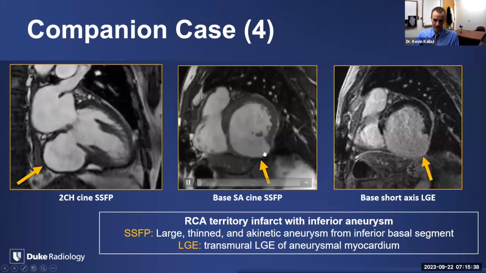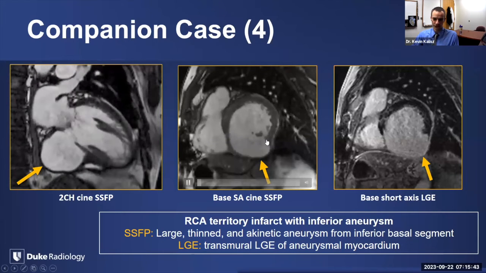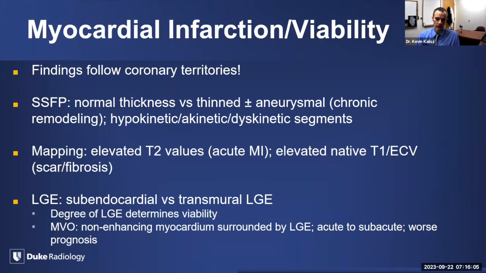The cine, unfortunately, is also not playing, but same concept, basically a short axis through this level. We see this thinned out, bulged out aneurysmal inferior segment here. And again, not surprisingly, when we do LGE, there's a thinned out segment here. It's hard to appreciate just because the myocardium is so thinned out, but we basically have transmural LGE here, indicating that this is the sequelae of a prior MI. And of course, this is non-viable at this point. So those are just a spectrum of infarct imaging.